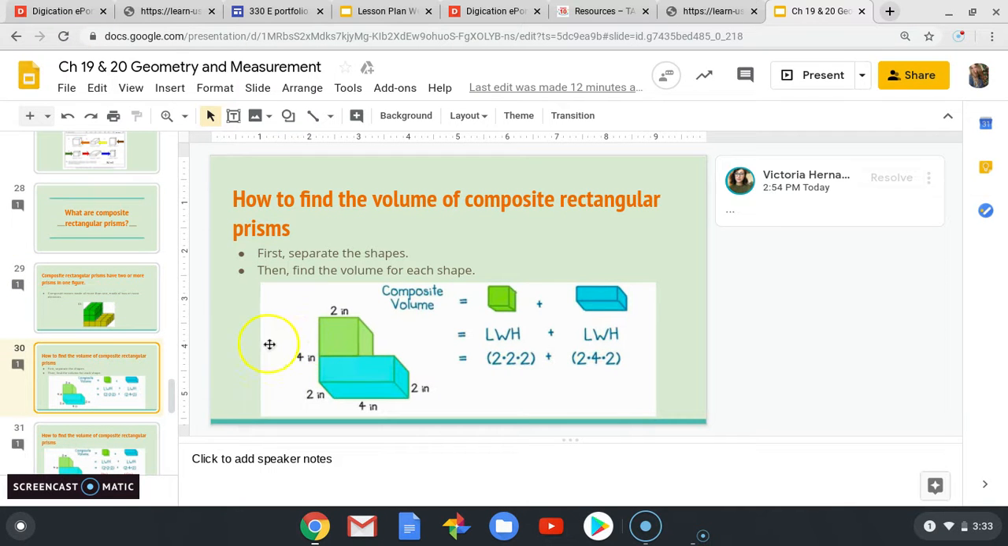How do we find the volume of a composite rectangular prism? Now that you guys know how to do volume of one item, let's try two. First, we need to separate the shapes, and we have to find the volume for each one separately. So this green one, length times width times height, it's 2 by 2 by 2. So 2 times 2 times 2. Then you're going to add the volume of the second, the blue shape, which would be 2 by 4 by 2.